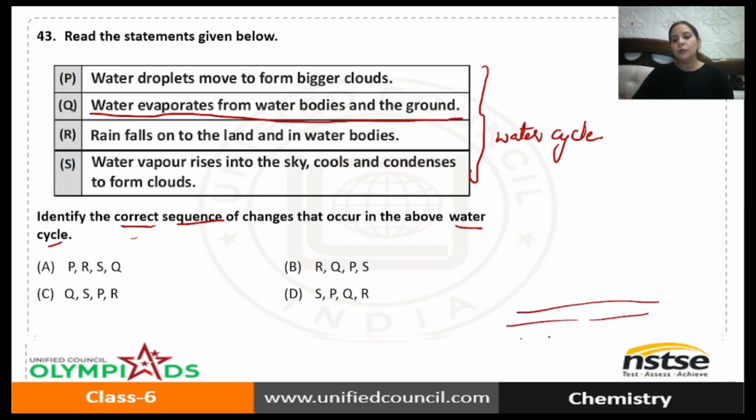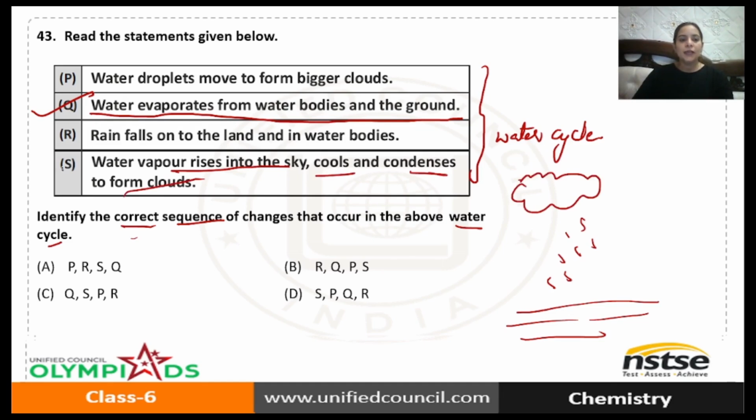Like if you have water bodies, water gets evaporated. So this happens first, and then what happens? Water vapor rises up in the sky, cools down and condenses to form clouds. They form clouds. So this falls next to it. I'll write 1 and 2.